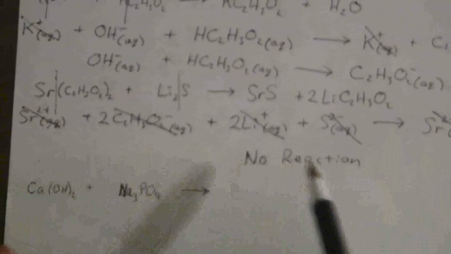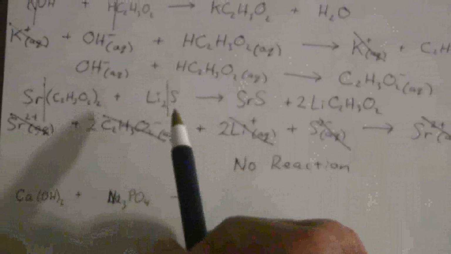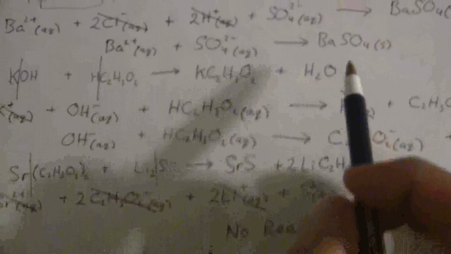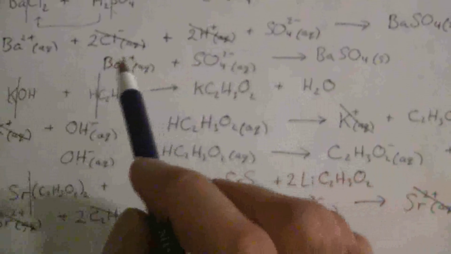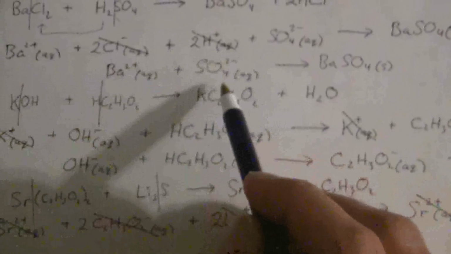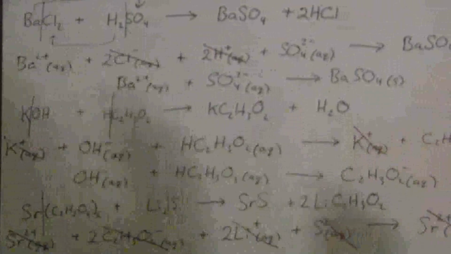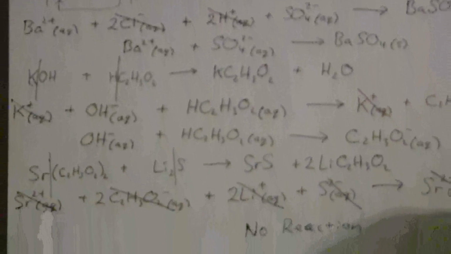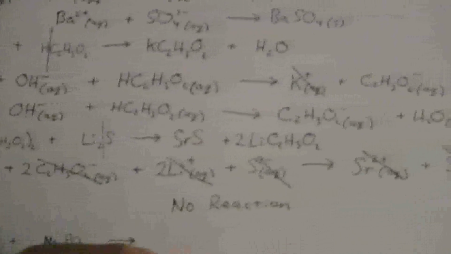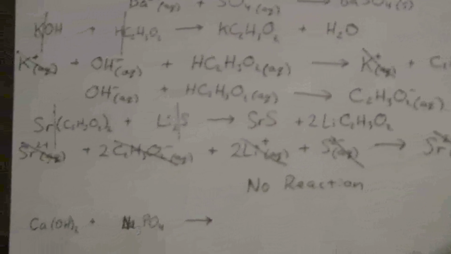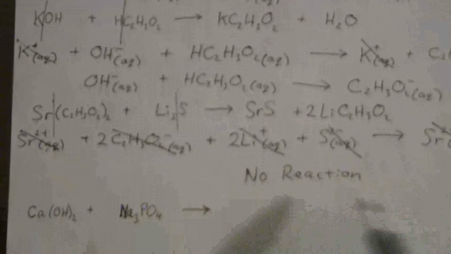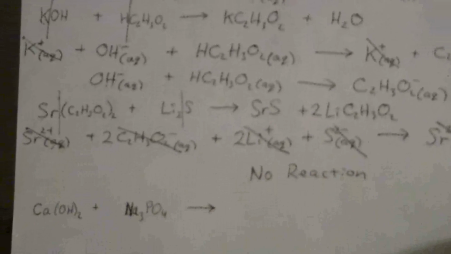But the net ionic equation kind of zooms into just what's happening. We saw in the previous example that the barium ions were joining with the sulfate ions. Everything else was just kind of in the background. And in this case, everything is just kind of in the background. They're just sort of hanging around in the solution. There's not really anything happening, so that would be no reaction.